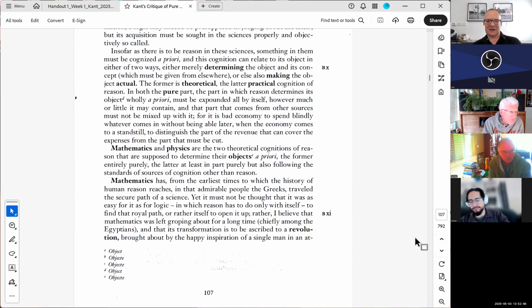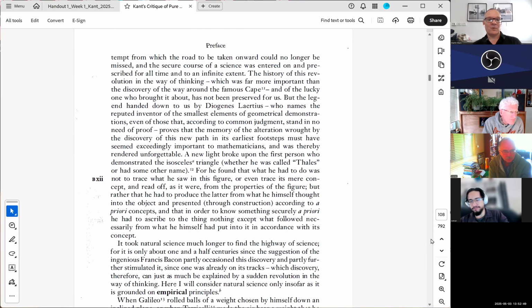We're still on B11, in an attempt from which the road to be taken onward could no longer be missed, and so on and so forth. I want to press on. So that's mathematics, right? Next paragraph, this is in B12, about halfway down the page of this text.